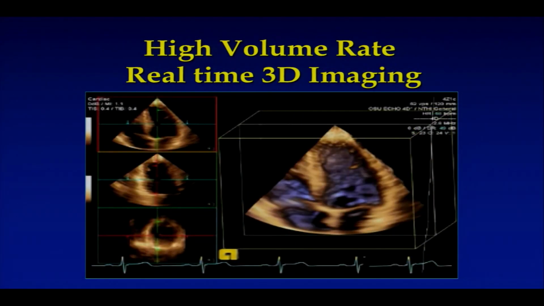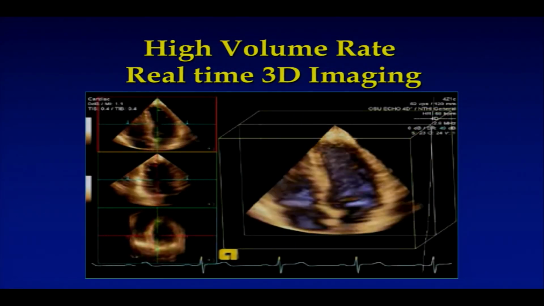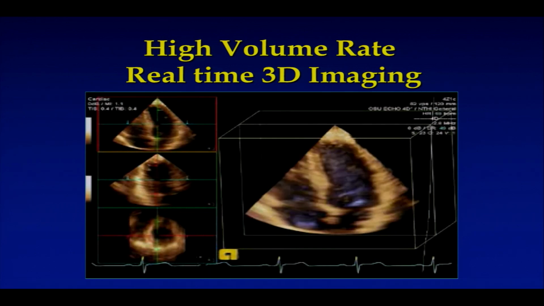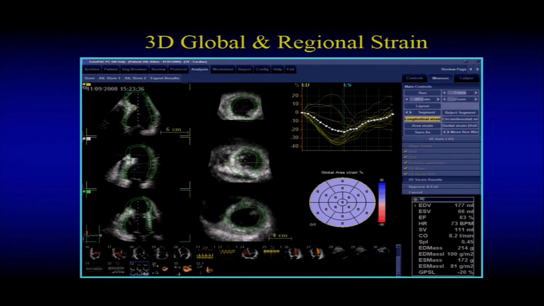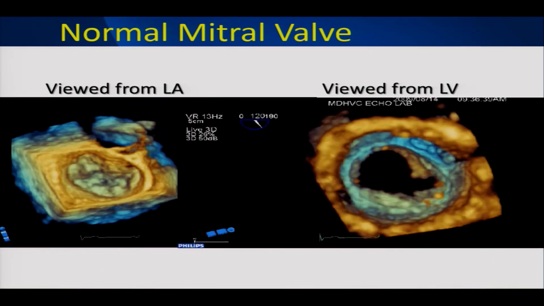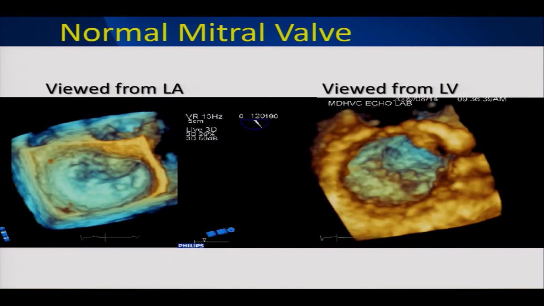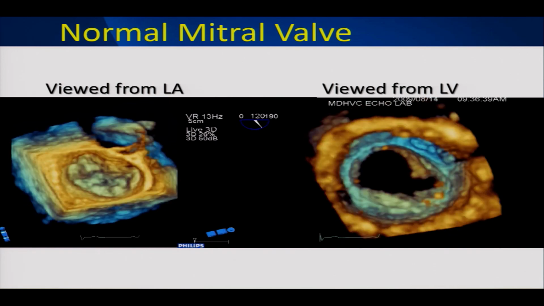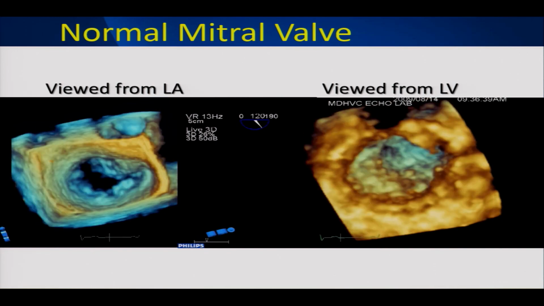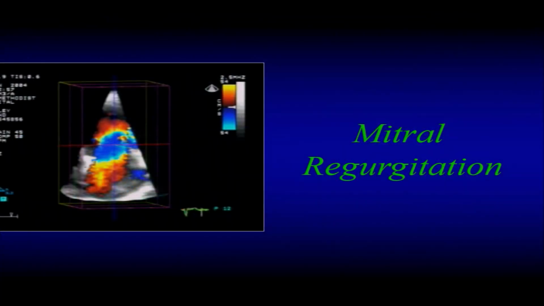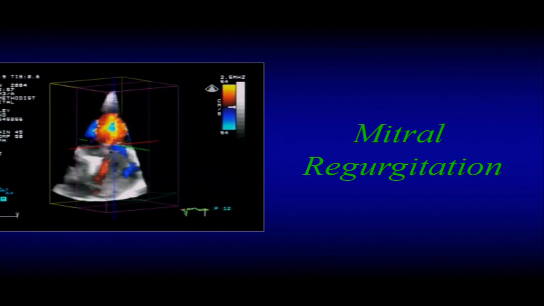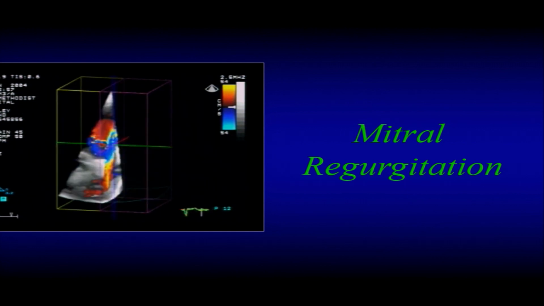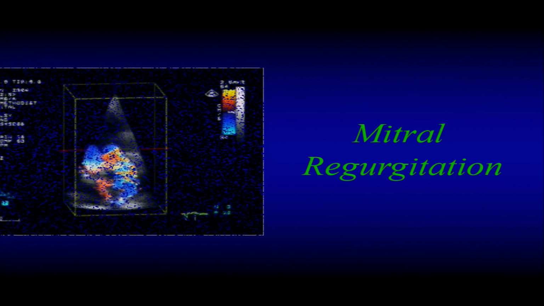But things have tremendously improved. Nowadays we have high volume rate 3D, and you could use that for global strain, regional strain, and so many other things. And the pictures are really amazing, particularly with transesophageal echocardiography. So quite an advancement over time. And it's really nice to see that the principle, again, is still the same. It's just what technology has done. And this is mitral regurgitation. You could take a look at PISA, quantitation of PISA, vena contracta with 3D, which improves your overall quantitation.